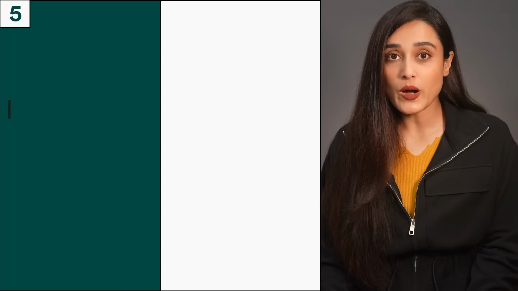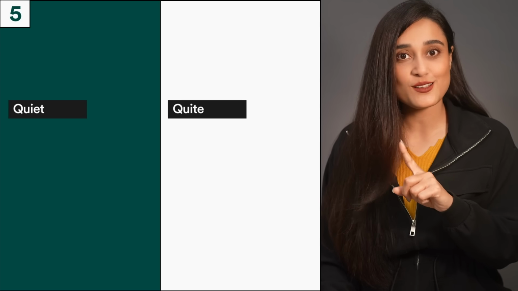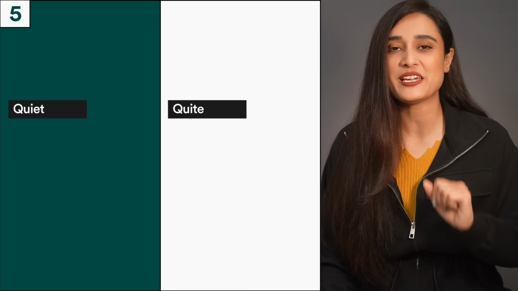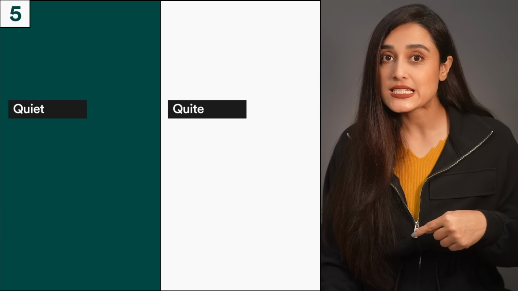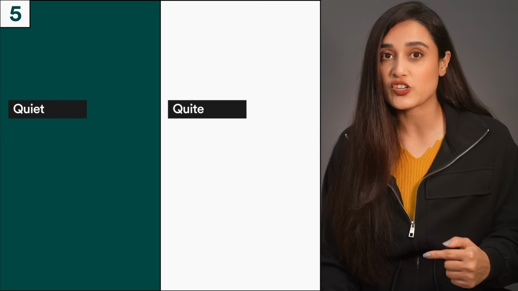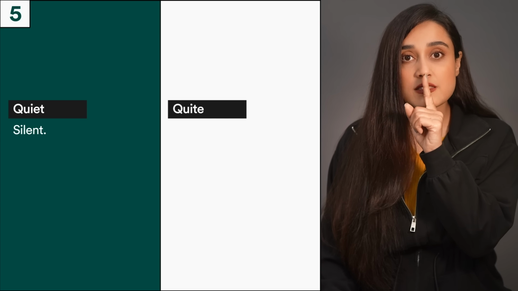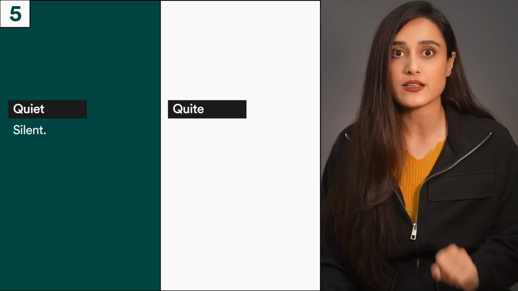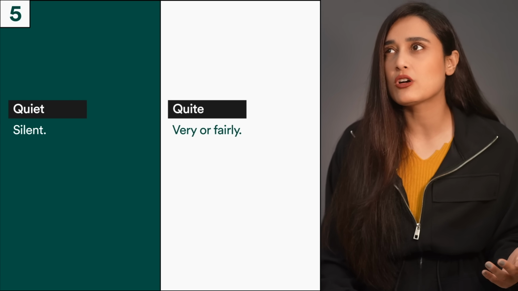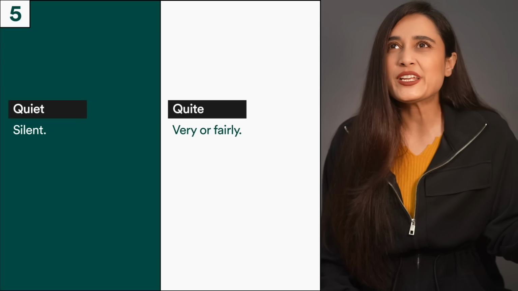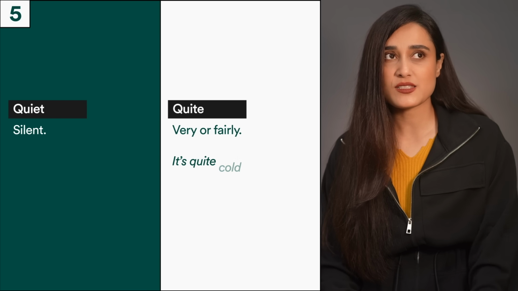Next one is quiet, shh, versus quite. Pronunciations are not the same here. People make mistakes with the pronunciation too. It's quiet and quite. You see, I'm rolling my tongue differently. Quiet, quite, okay? Quiet, silent, quiet, stay quiet. Quite is very or fairly or moderately, okay? It's quite good, it's moderately good. Okay. Example, it's quite cold today.